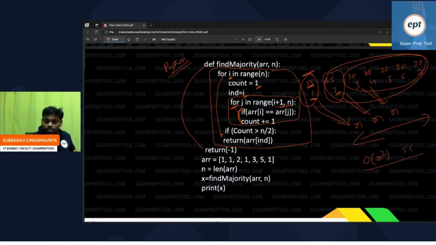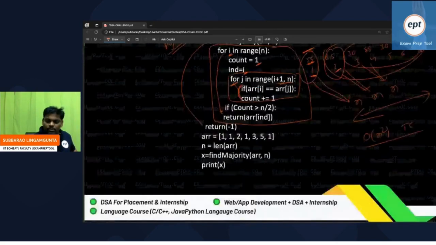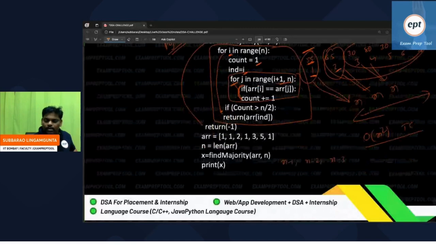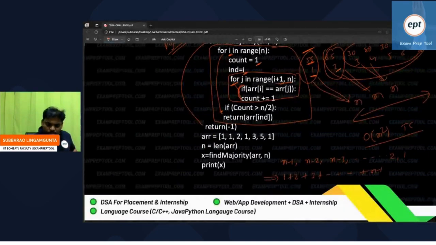To be frank, first person, n minus 1 comparisons. Second one, n minus 2 comparisons. Third one, n minus 3 comparisons, and so on. Lastly, 2 and 1. It is the sum of n minus 1 natural numbers, which is n minus 1 into n by 2, which is going to be order of n square. This is the time complexity for this.